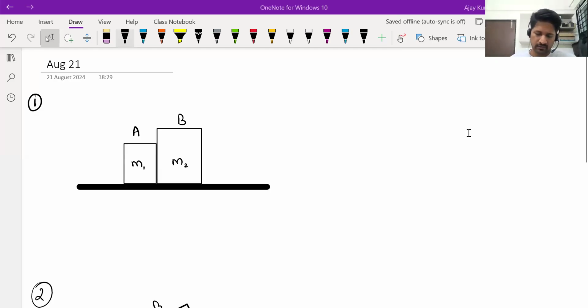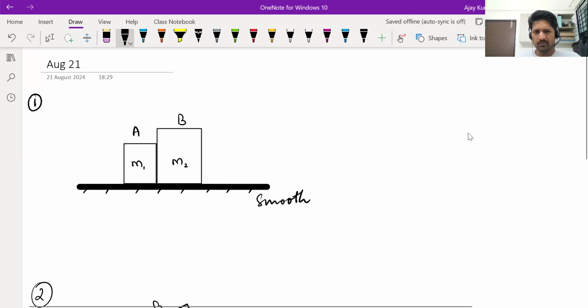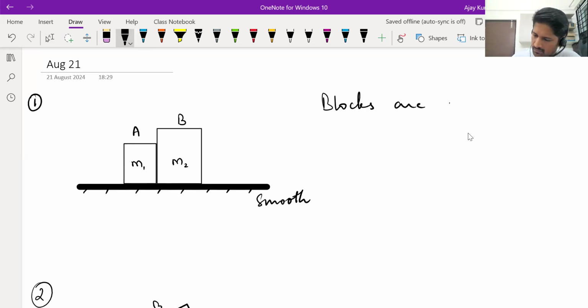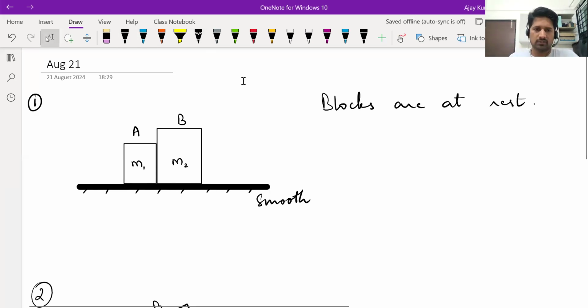Right? So consider this situation. Suppose there are two blocks A and B, as you can see. Let's say they are placed on a smooth horizontal surface. They're simply placed there, the blocks are at rest. So I want you all to think of how much normal force acts between the blocks.